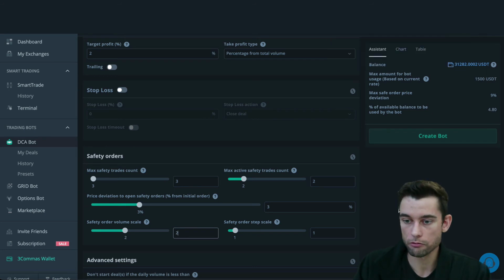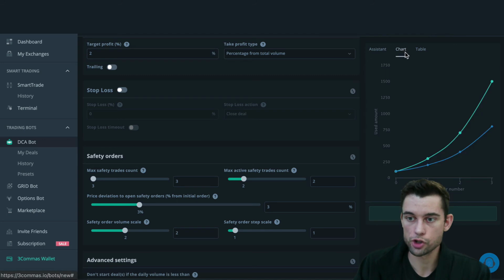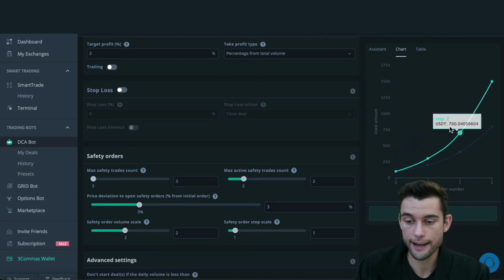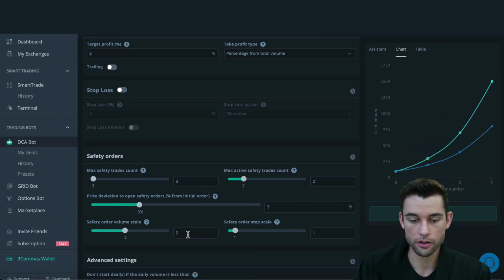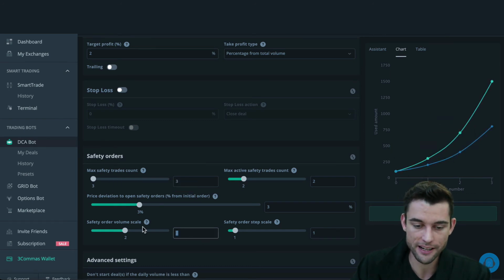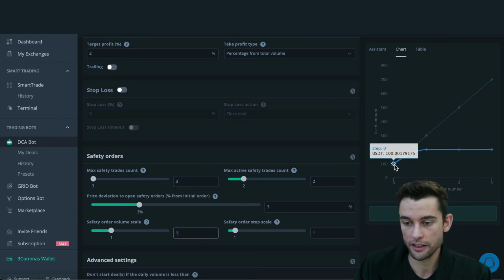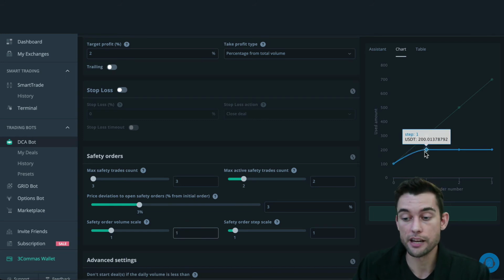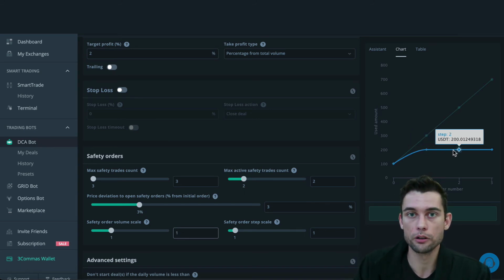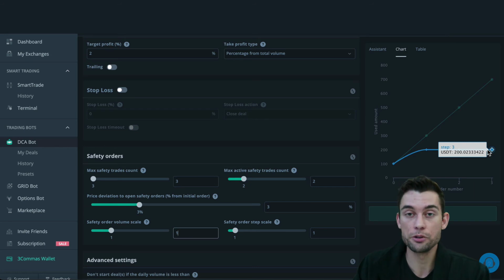If you look right up here and click chart, you can see a really clear layout of what this means, the safety order volume scale. Let's bring this back to 1 really quickly. So what this means is step 0 is your base order, it's going to be $100. Step 1 is your first safety order, it's going to be $200. Step 2 is safety order number 2, and that's also going to be $200. And step 3, safety order number 3, is going to be $200 as well.